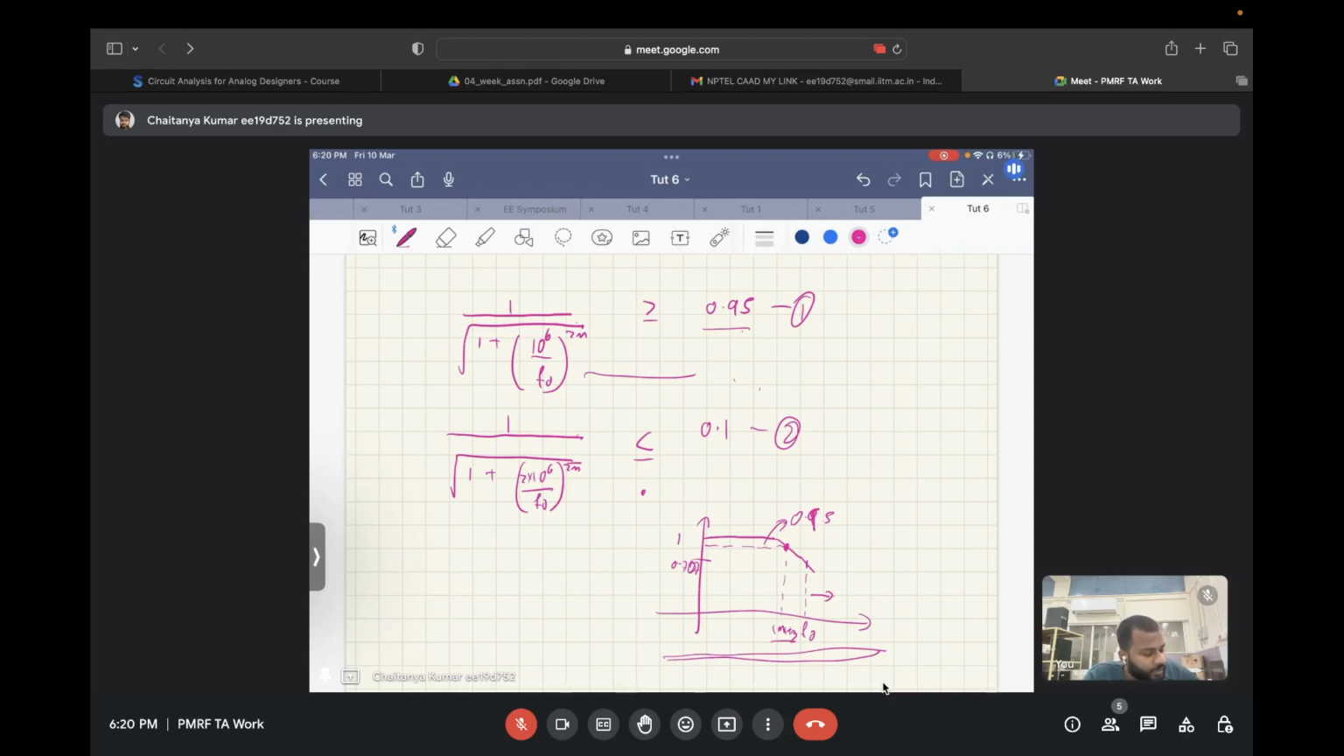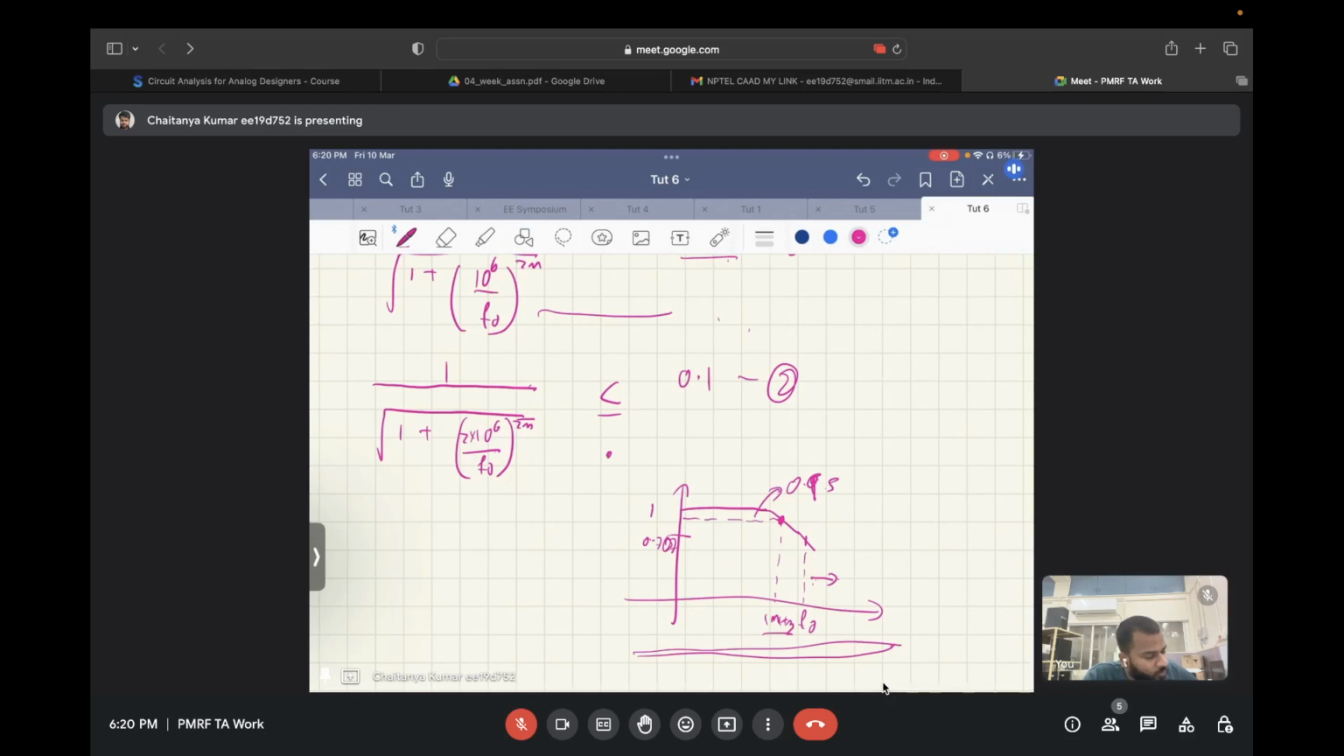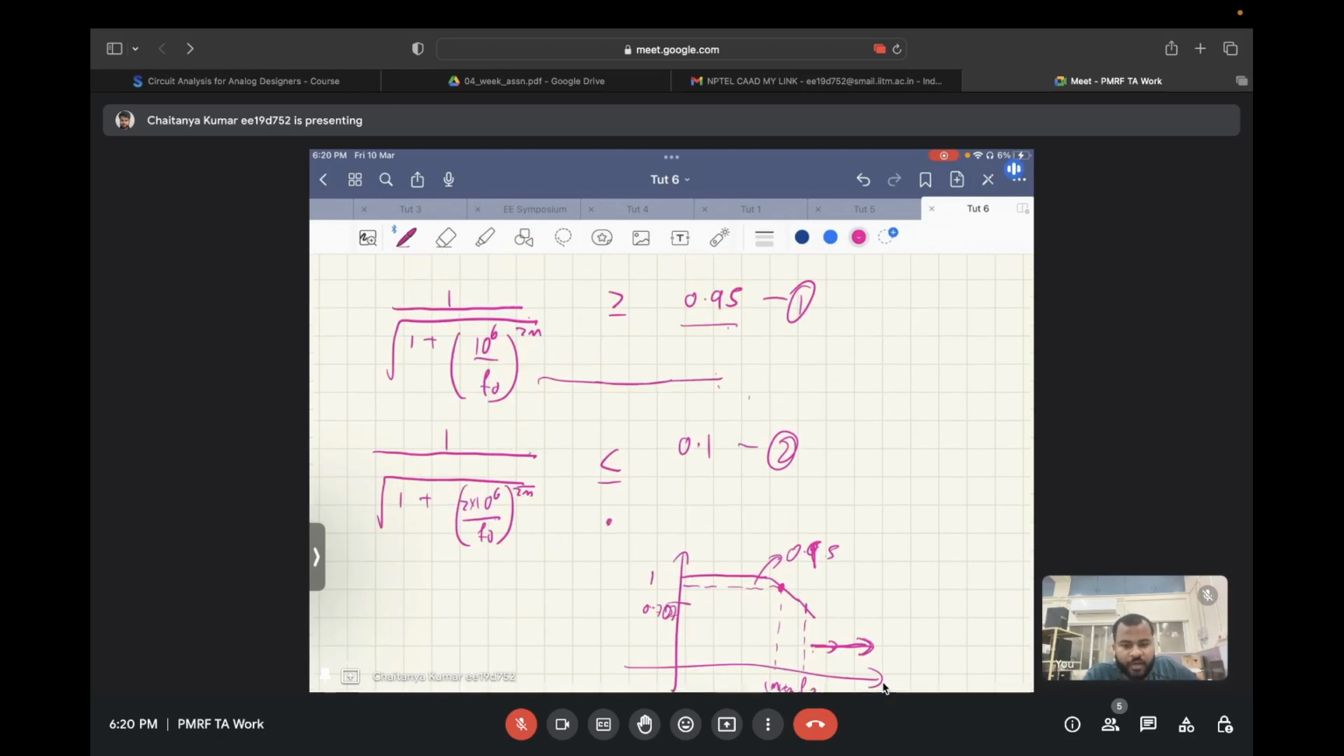So what I'm saying is, if f naught moves further away, like if f naught increases, will the first constraint still be valid or not? It won't be valid, sir. Why? I'm not talking about random variation. I'm talking about when it increases.